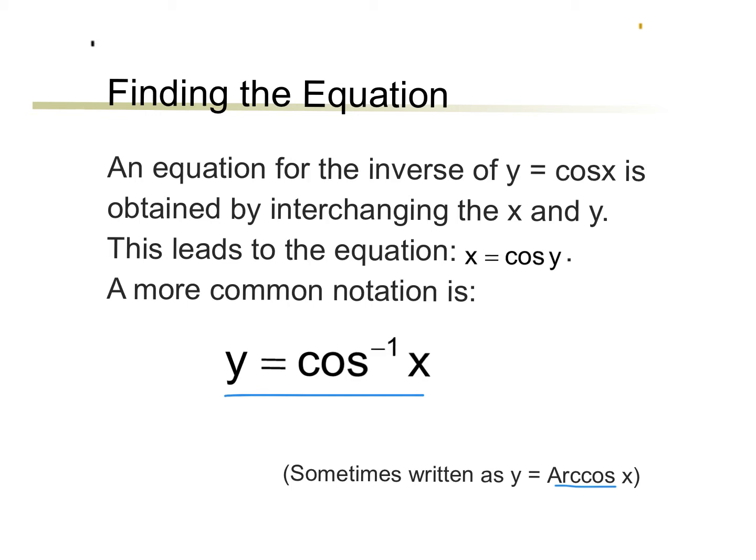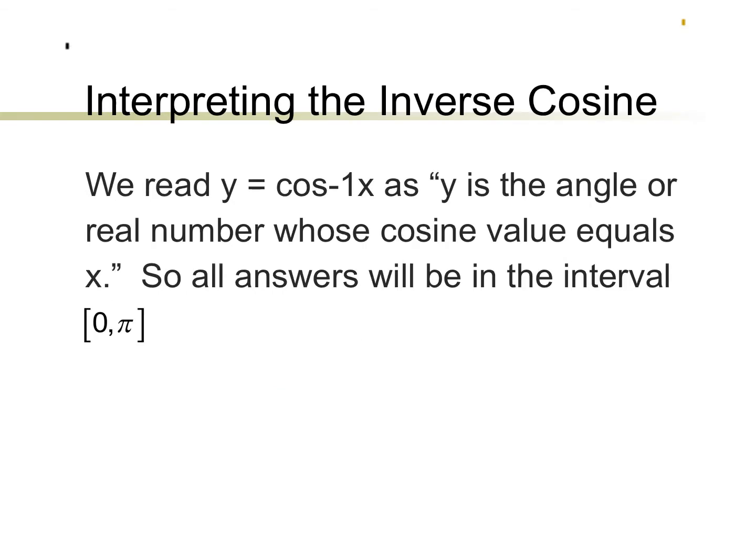The Desmos calculator that I've linked to you in the course page uses the exponent version, but some calculators that you might find on your own or use on your own might have arc cos. They both mean the same thing. Fundamentally, we read it as y is the angle or real number whose cosine value equals x. Now, all of the values that we have are going to be along the interval of 0 to pi, because that is our domain restriction. If it's not in 0 to pi, then we're going to have to get a little creative.